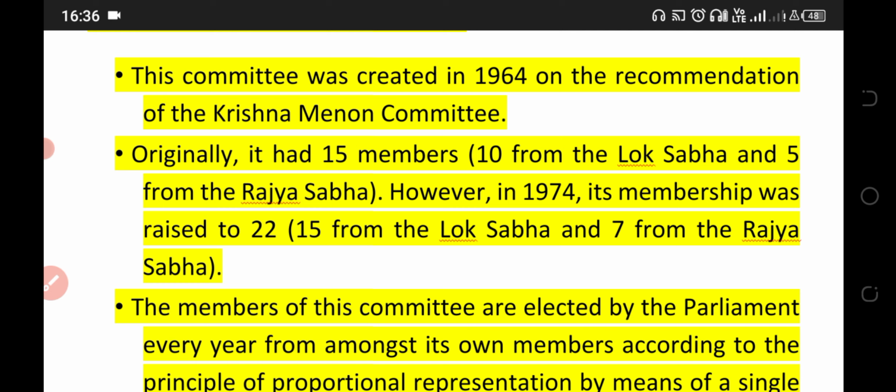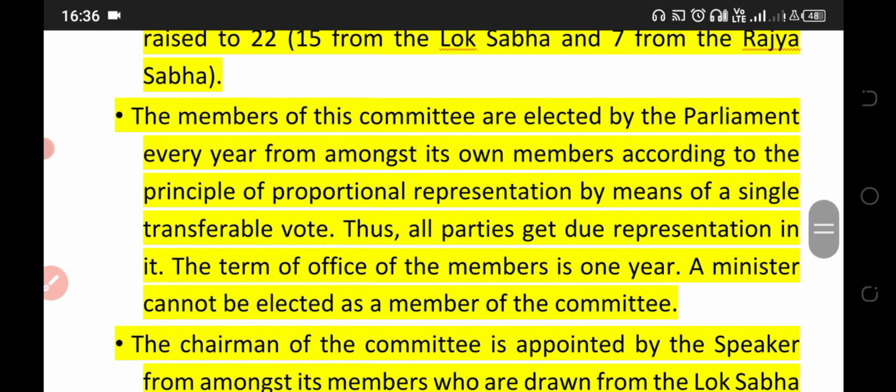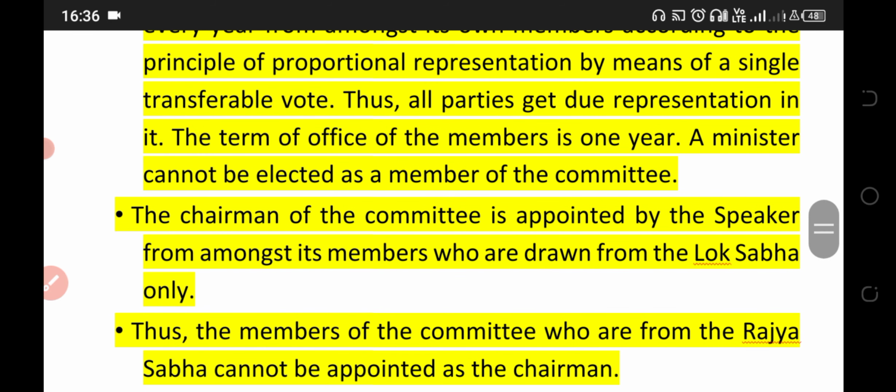The members of this committee are elected by the Parliament every year from among its own members, according to the principle of proportional representation by means of the single transferable vote. Thus, all parties get due representation in it. The term of office of the members is 1 year. A minister cannot be elected as a member of the committee.